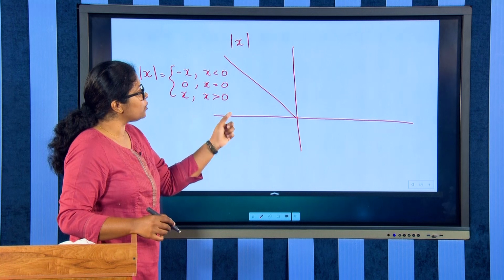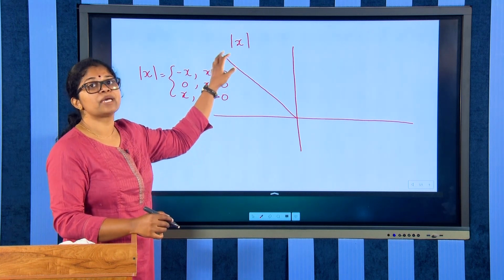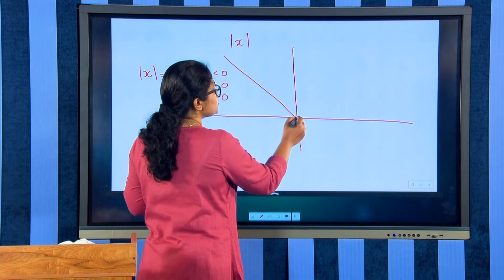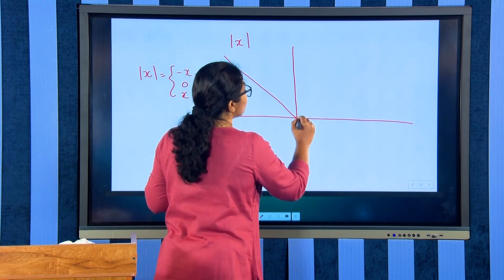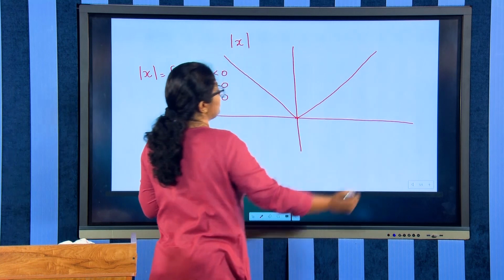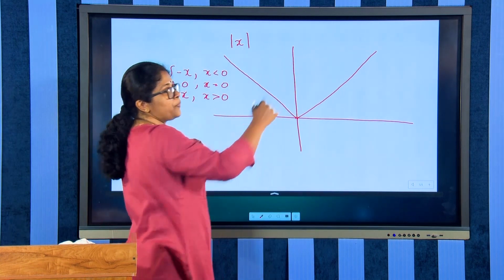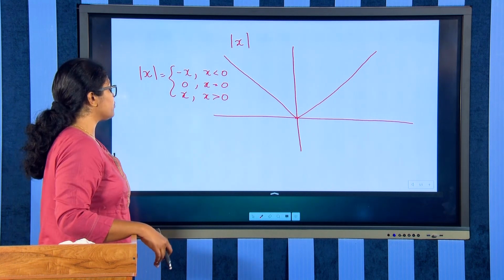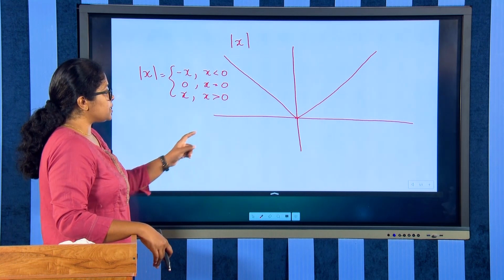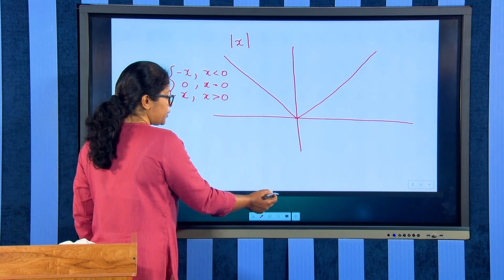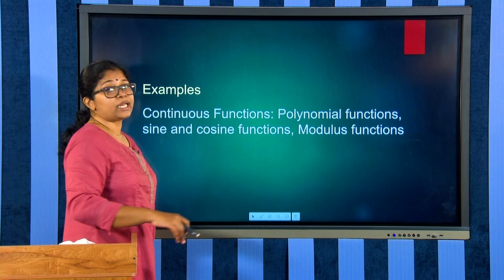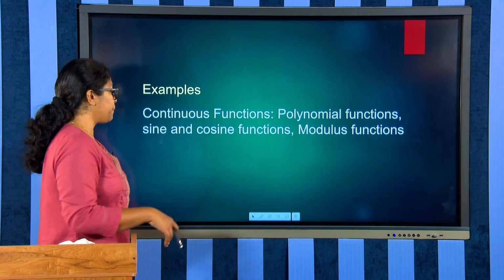For every x value, the negative of that x value becomes a positive value. So, that is like this. For x equal to 0, it is equal to 0, and for x greater than 0, the function is like this. So, it is a continuous function. At every point, the limiting value is exactly equal to the value of the function. So, that is the case of the modulus function, and that is also a very important example of a continuous function.